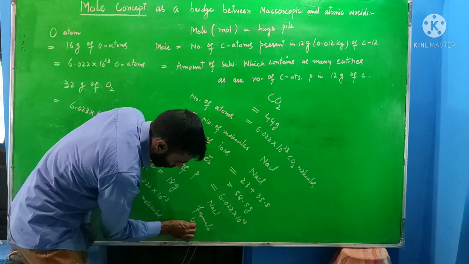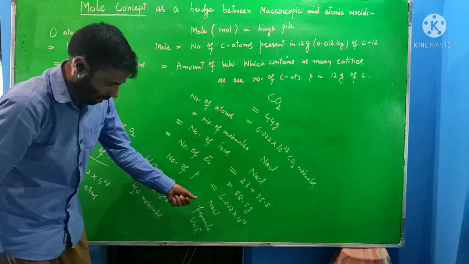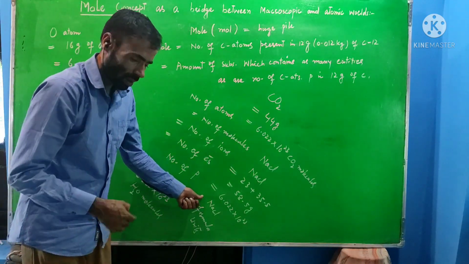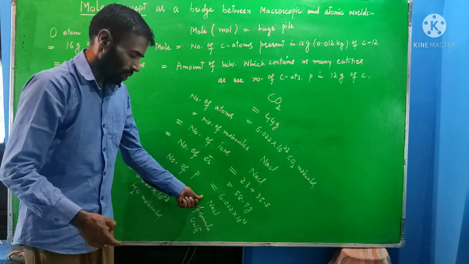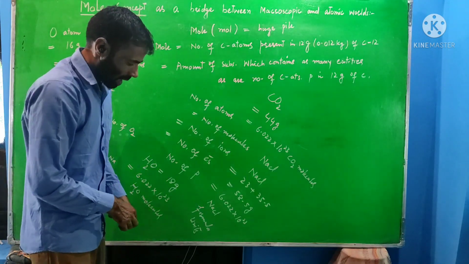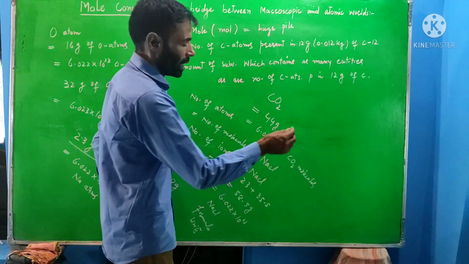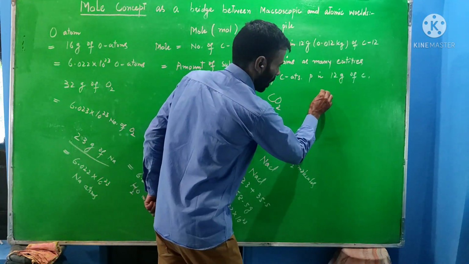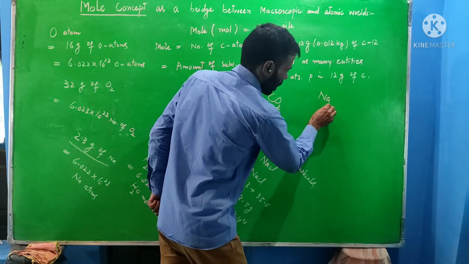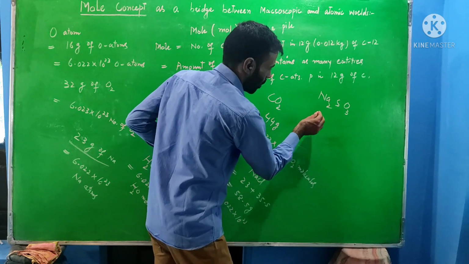You know already this point, that in case of ionic compounds, we cannot use the term molecules. We use molecules in covalent compounds. So in case of ionic substances, we use formula units. Similarly, if I take this example, Na2SO3, we can calculate its amount.